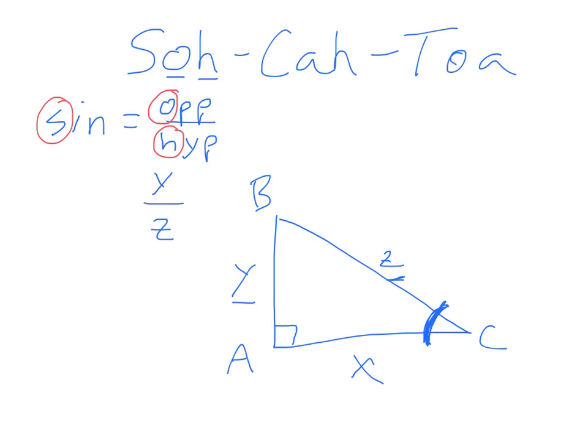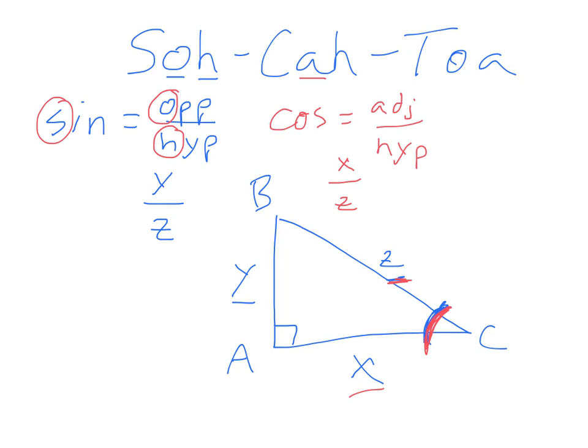So now SOHCAH is going to be cosine, and the cosine ratio is adjacent over hypotenuse. So now suppose we're looking for the cosine of angle C, that trig ratio. We're looking at adjacent, which is X, over hypotenuse, which is still Z. That would be my cosine ratio.